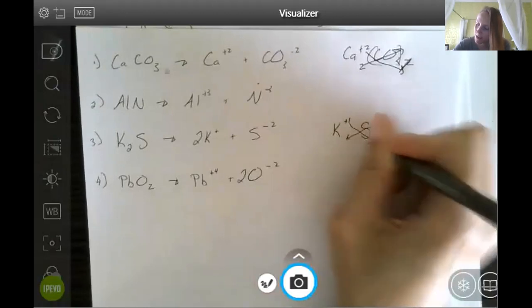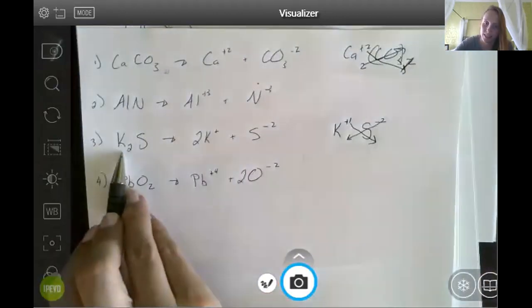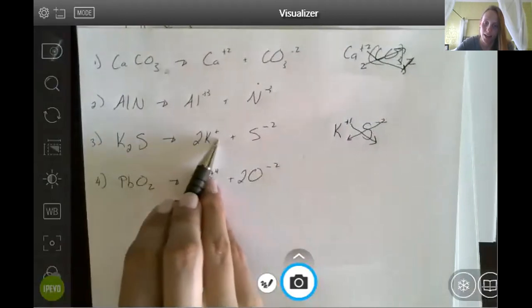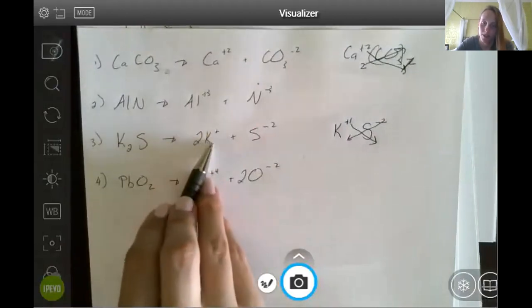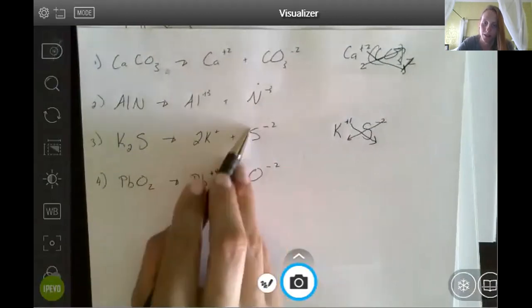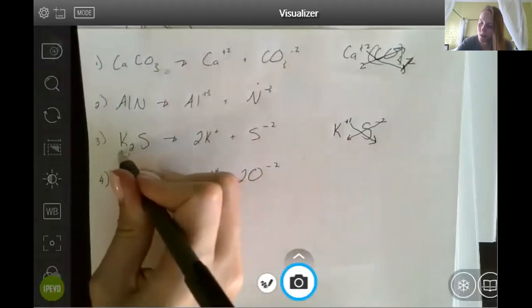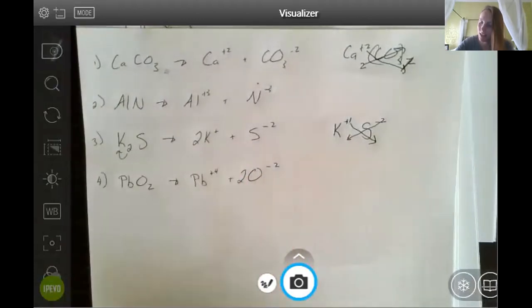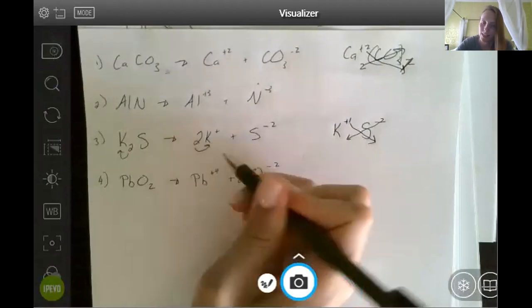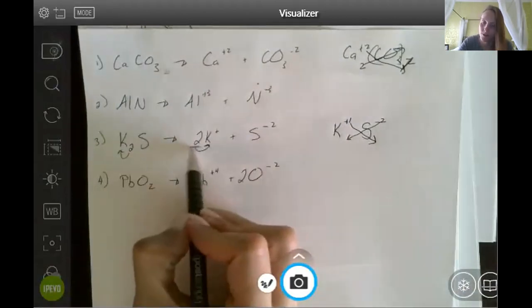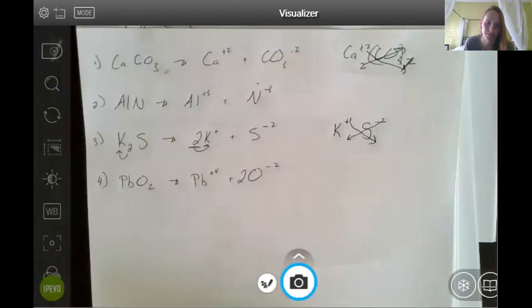And then I cross the charges to get K2S. And then when I break them apart again, I know that my K is just +1 or just a positive, and my sulfur is -2. This is the first case where I had to balance my ions. So because I had 2 potassium on the left-hand side, I also needed to have 2 potassium on the right-hand side. So I had to put a 2 in order to have that balance.